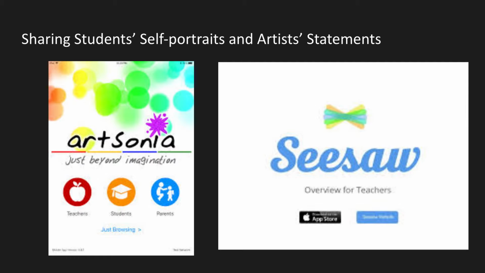Another option is Seesaw, also free. It has a creative canvas and a drawing tool. Students can use the Seesaw app on phones, iPads, and Chromebooks.